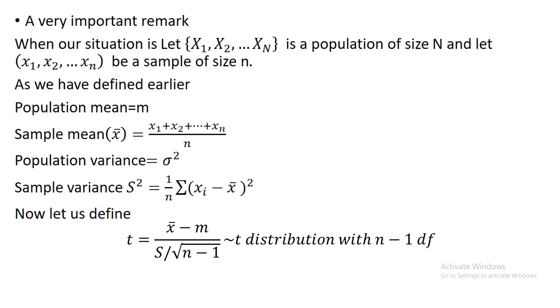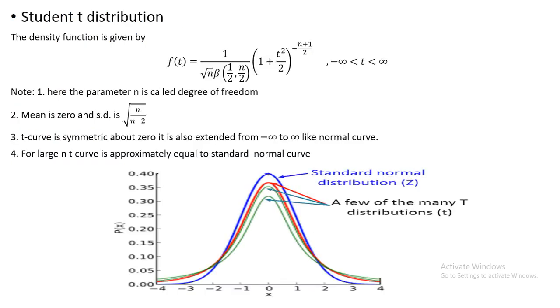Now let us define t, small t. Another statistic is denoted as x bar minus m divided by S by root over n minus 1. Without proof, you should remember that this t follows the student t distribution with n minus 1 degrees of freedom. So in the previous probability density function, you should write the probability density function replacing n by n minus 1.